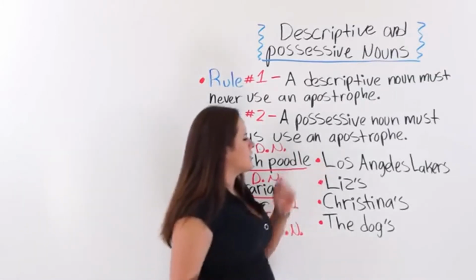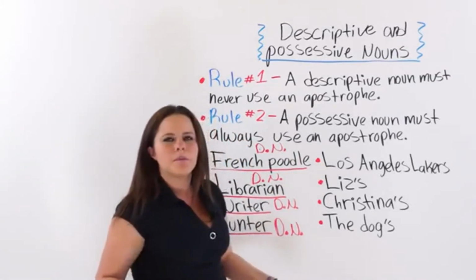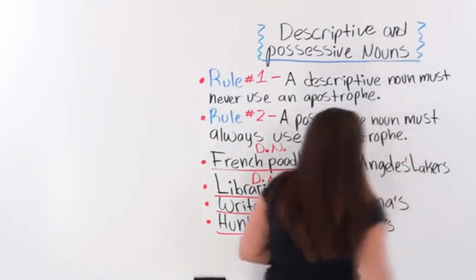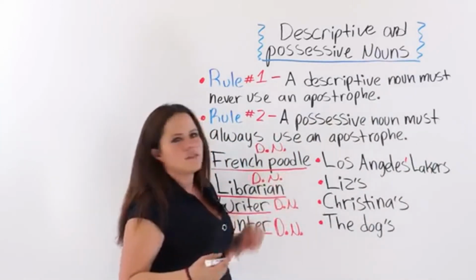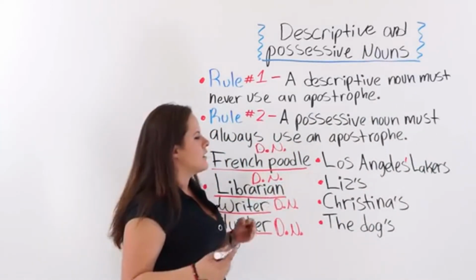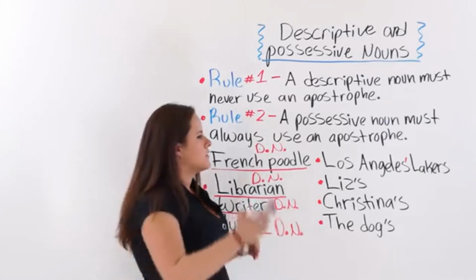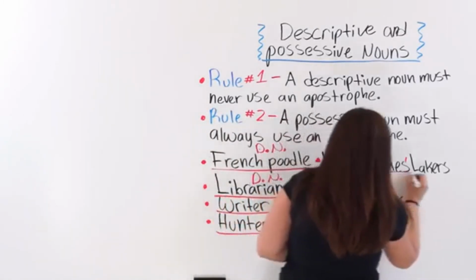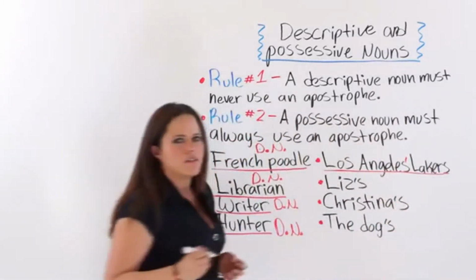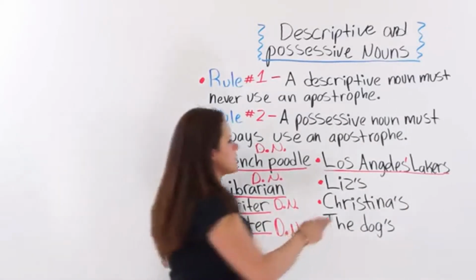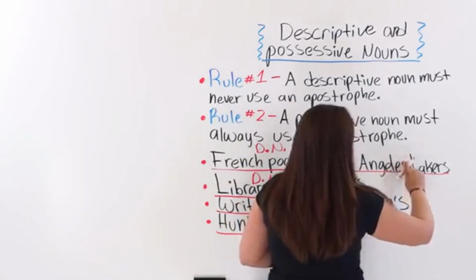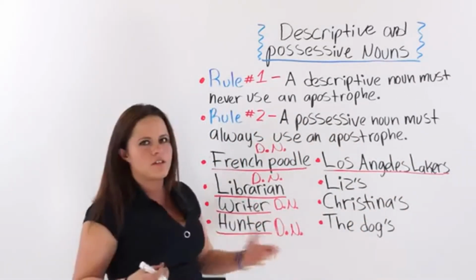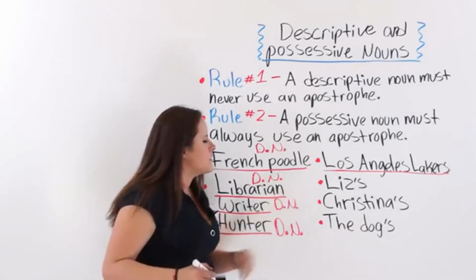The next ones are Los Angeles Lakers. Some people often do this by mistake. They put an apostrophe after Angeles, like if the Lakers belonged to Los Angeles. They do, but the full name of the team is Los Angeles Lakers. So you do not need an apostrophe because this is also a descriptive noun. Not Los Angeles, it's Lakers. Alright, the next one is Liz's.